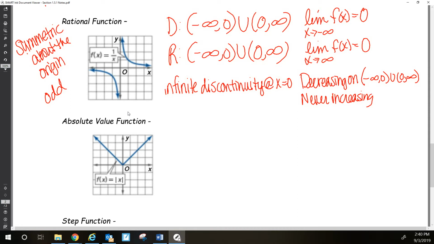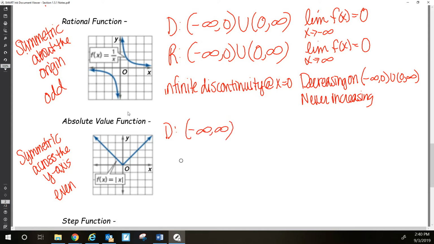Looking at it, is it symmetric across the y-axis, the origin, or none of the above? Hopefully you're starting to be able to see this anyway. Symmetric across the y-axis. If it's symmetric across the y-axis, is it odd, even, or none of the above? It's an even function. Yay! All right, what is our domain for this one? From negative infinity to positive infinity, right? Keeps going on and on forever in both directions.